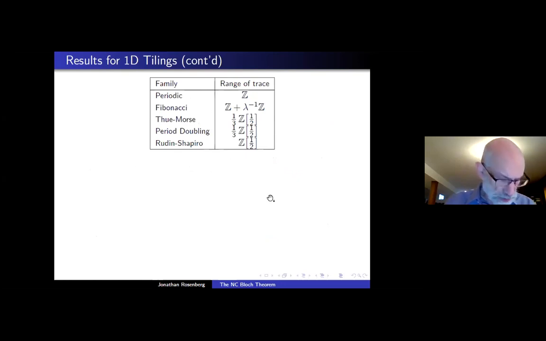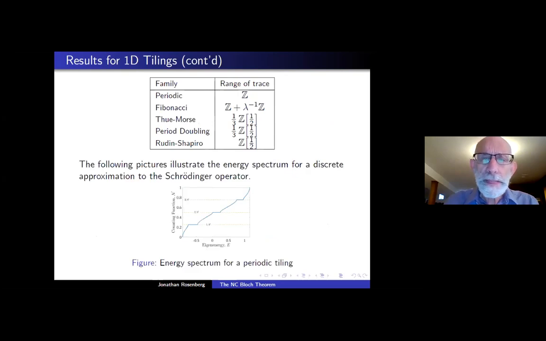So here's some calculations for those 1D tilings. Let me just conclude by showing you a few pictures. So here's the energy spectrum for a sort of discrete approximation to the Schrodinger operator. So this is a case of a periodic tiling. And you notice there's a fairly regular spectrum with these horizontal bands here at certain fixed energies. And then there's a sort of nice, smooth counting function that interpolates between them.